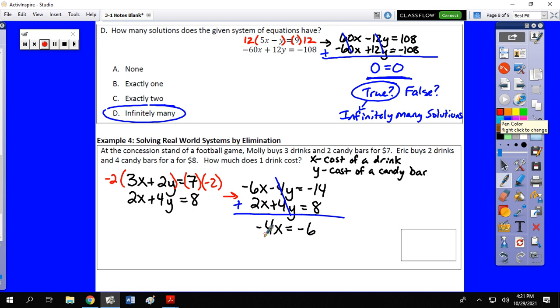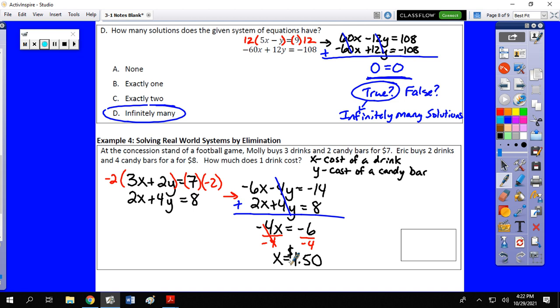We divide both sides by -4, and you're going, but Mr. Wills, that doesn't divide evenly. You're absolutely right. But this is a problem where a decimal would be appropriate because it's a cost. So dollars and cents is not an unacceptable answer.